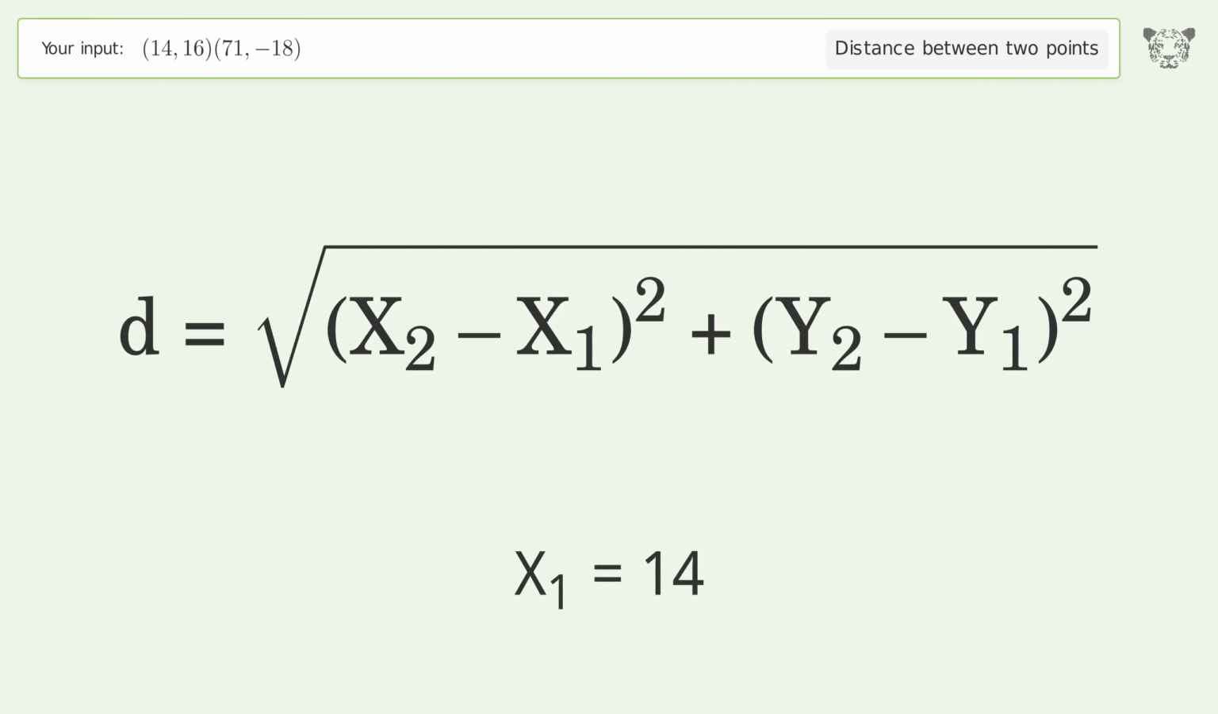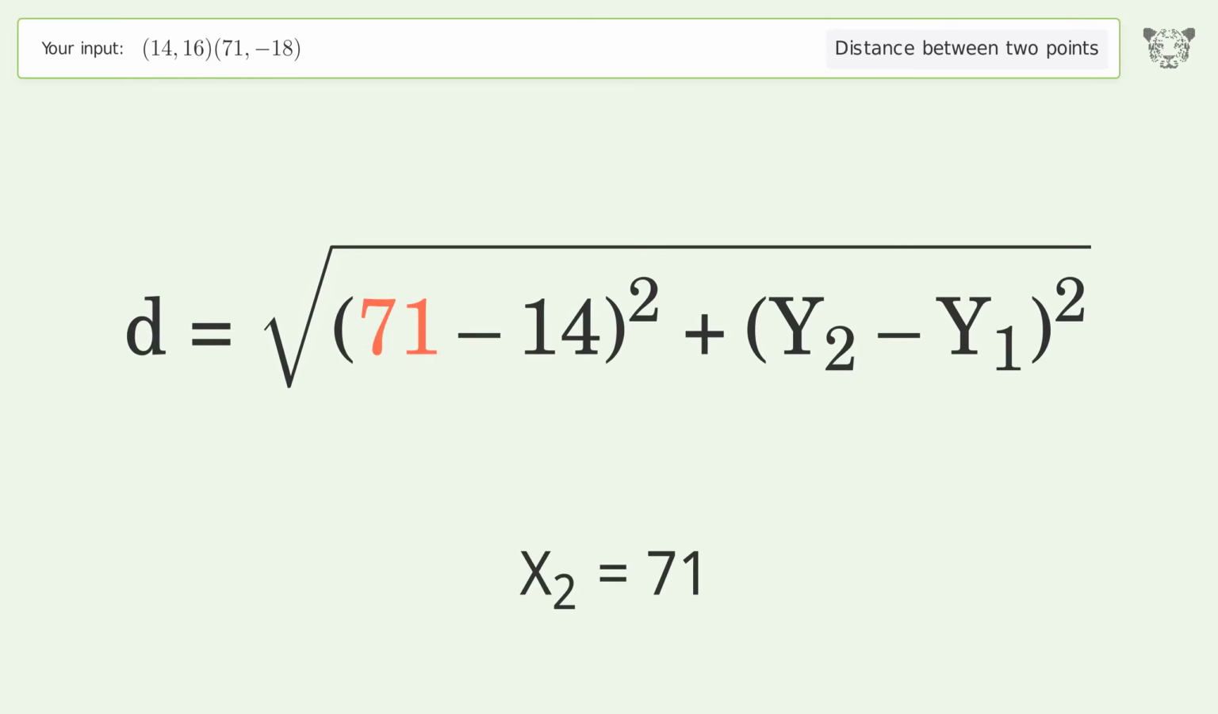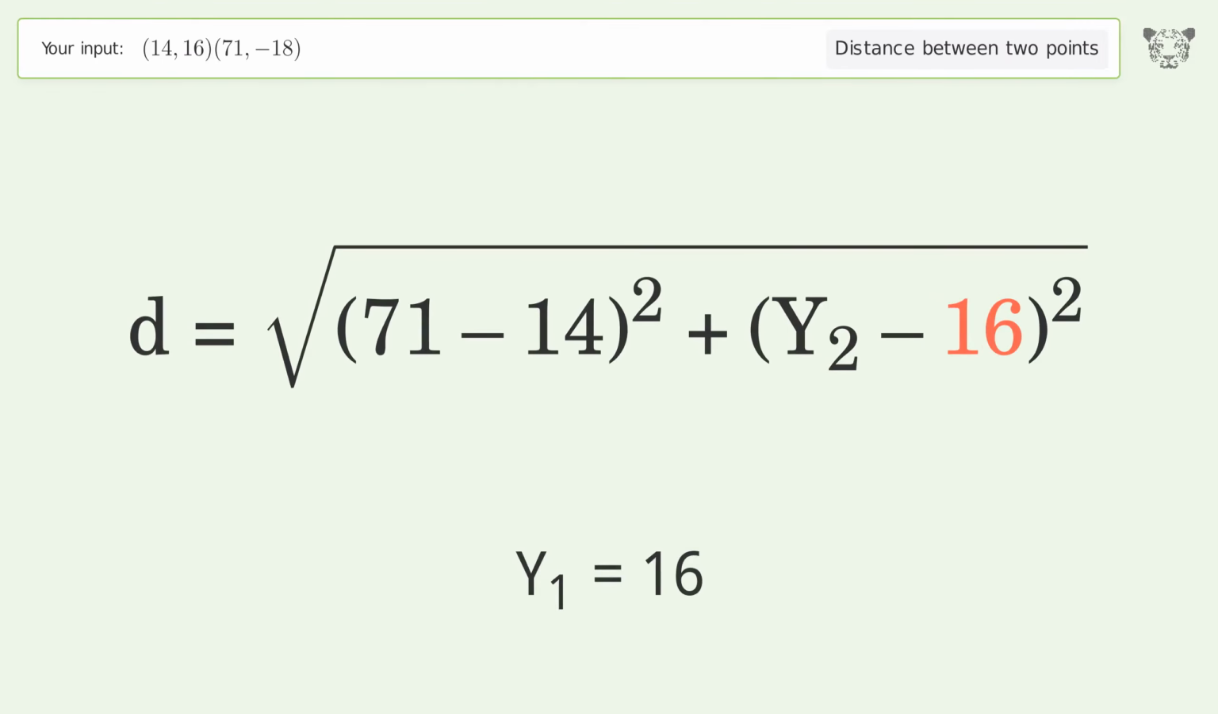x1 equals 14. x2 equals 71. y1 equals 16. y2 equals -18.